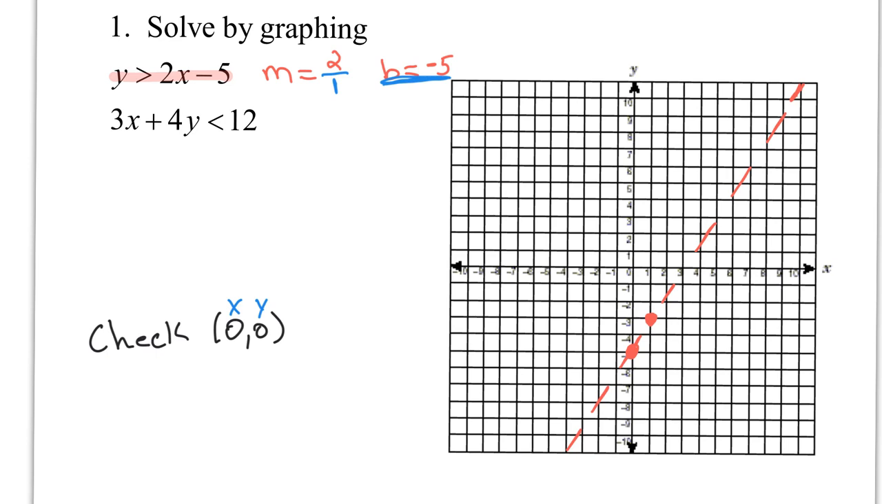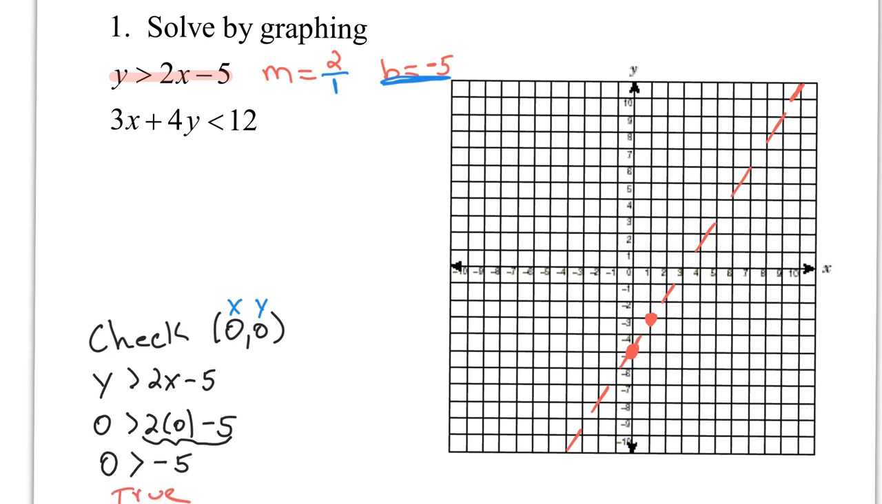I'm going to substitute and check. I'm going to have my inequality, y is greater than 2x minus 5. I'm going to substitute the x and the y, 0, 0. So I have 2 times 0 minus 5. I bring down the 0 for the y is greater than, and I do this math right here, and that's negative 5. What is this? 0 greater than negative 5? That is true.